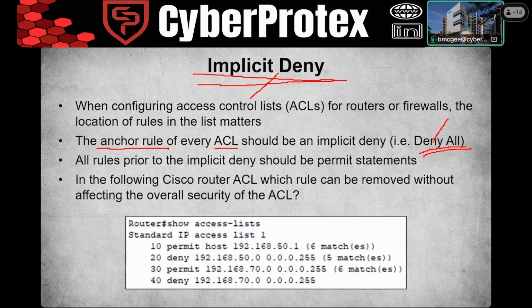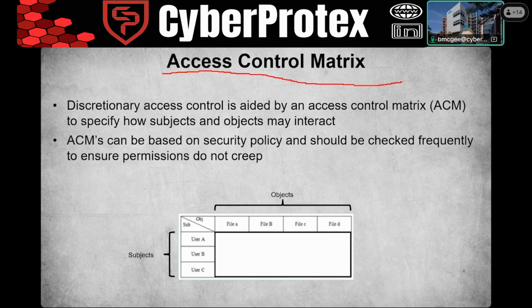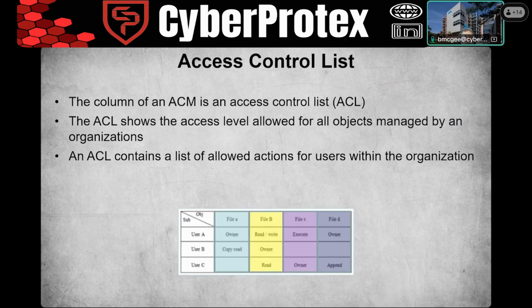Completely lock it down. In addition to that, we already talked about the access control matrix, or ACM, and how the subjects and their permissions to the objects, and how they interact, can be related based off of the security policies and the access control list. Remember, within an access control matrix, each column is the access control list. It's basically the list of allowed actions for the users within the organization.